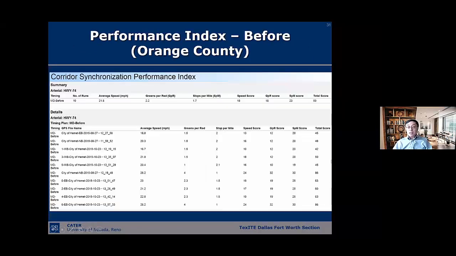And based on that, this is the Orange County's performance index. Each run, you get a score, you get an average. So for example, this is the before case, you get 59. So 59 is slightly above 50. Below 50 is bad, right? So 59, not so good.